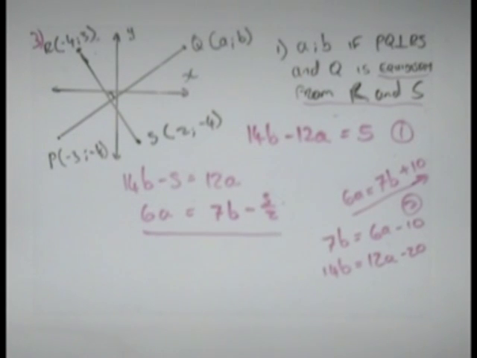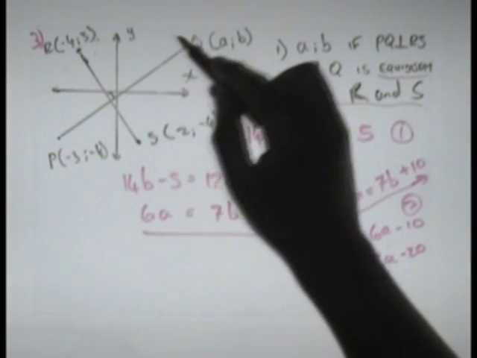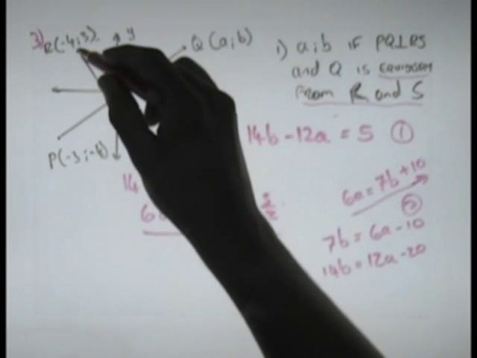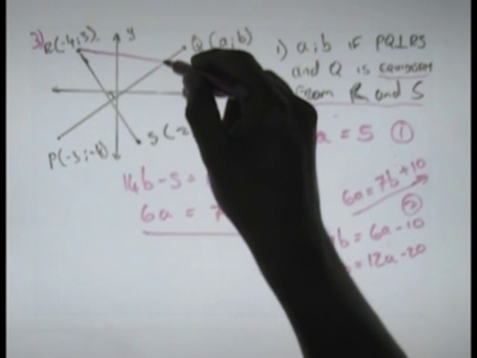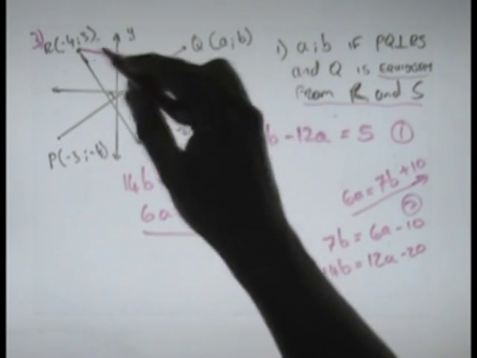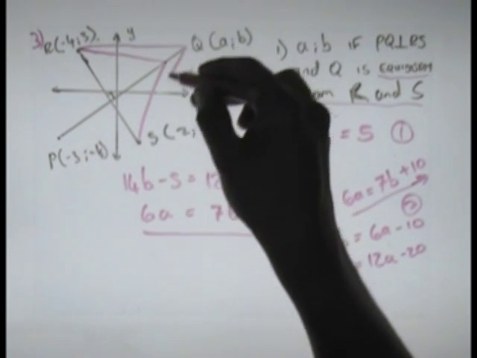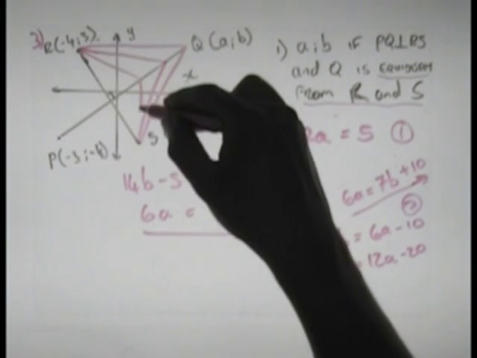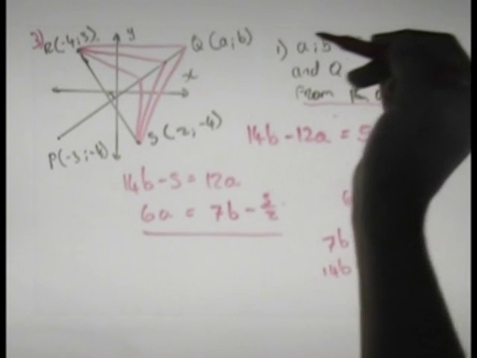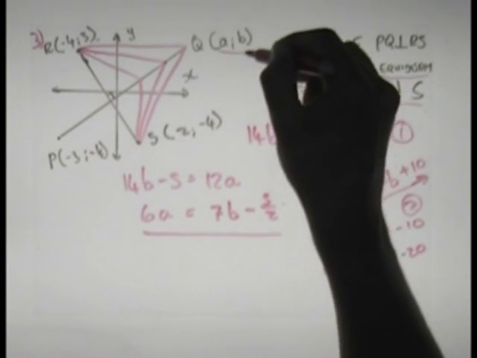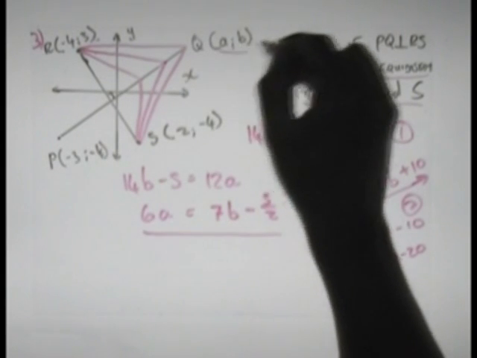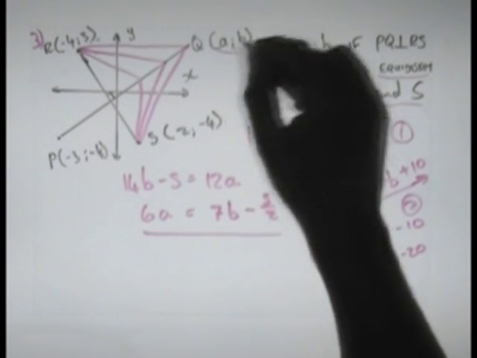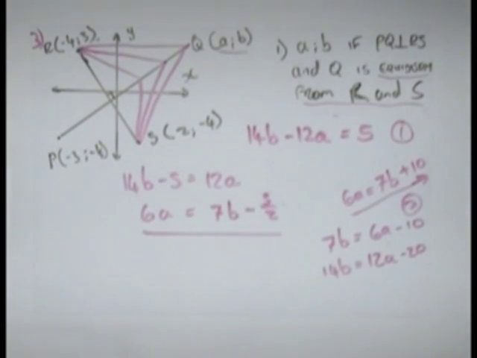Now I've just realized that because Q is equidistant from R and S, and that is perpendicular to that, there could be a number of different A values. We could have A values there, we could have A values there, and that would all be equidistant. We could even have values there or there. So, in effect, there is a relationship between A and B, which would be the gradient of PQ, but there are no fixed values of A.